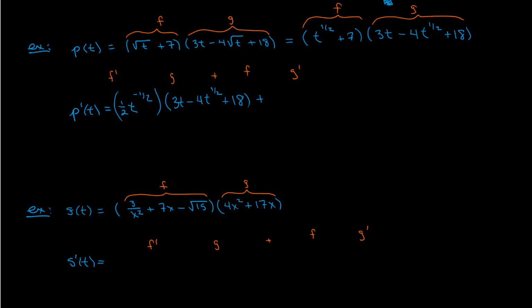Now I'm going to copy down f. Well, that's t to the 1/2 plus 7. Notice I'm not taking the derivative this time. However, for g, I need to take its derivative. So I'm going to look back up here and take the derivative of this term by term. The derivative of 3t is 3 minus. For this middle term, I'm going to have 4 times 1/2 is 2t. Now I have a 1/2 minus 1, which is going to be a negative 1/2, plus the derivative of 18 is 0. Well, plus 0 isn't all that needful, so I'm just going to leave that out.